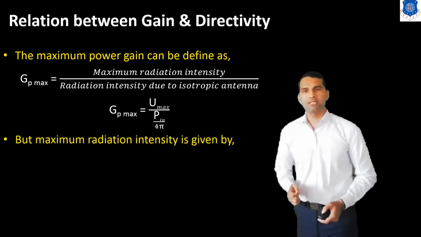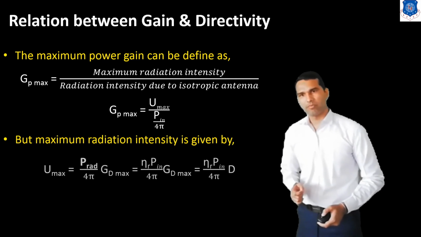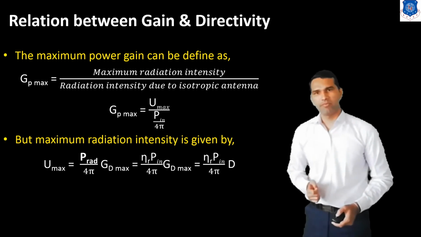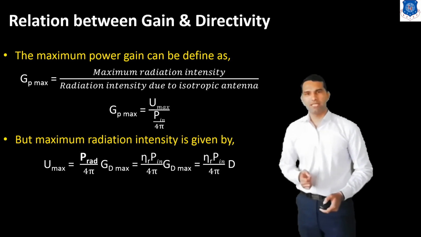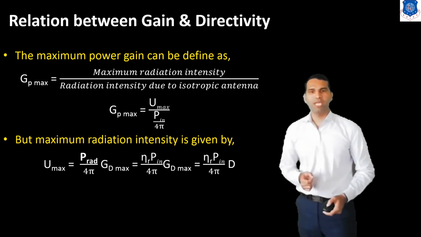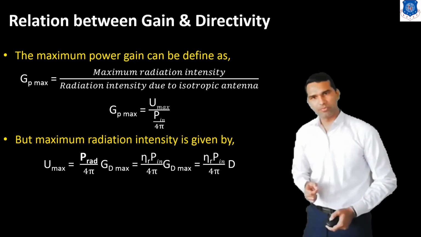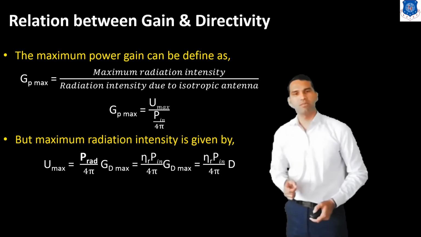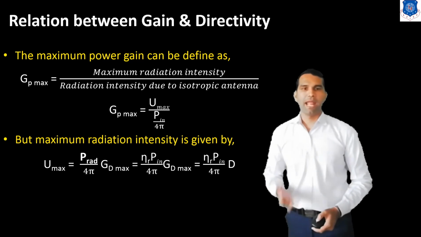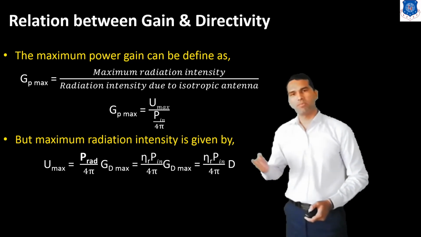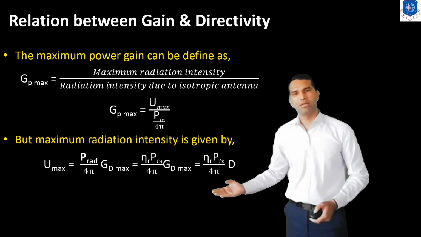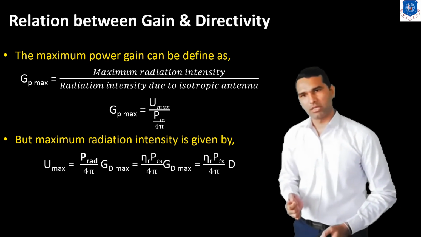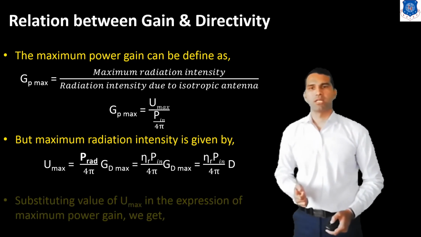The maximum radiation intensity is given by U max is equal to P radiate upon 4 pi GD maximum. So we can write this equation as eta R P in upon 4 pi GD maximum. GD maximum is nothing but the directivity or directive gain, so instead of GD maximum, we just write D. So eta R P in upon 4 pi into D. This is the U maximum equation.